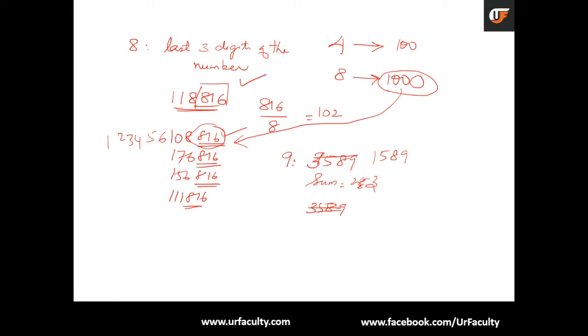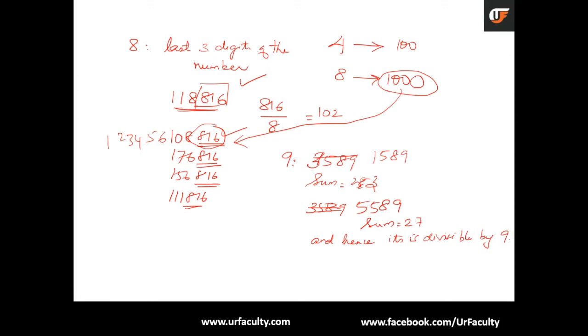Now let's take another example. We know that 27 is the nearest multiple of 9, so we are short by 4, so we just need to make it 5589. When we make it 5589, 5 plus 5 is 10, 10 plus 8 is 18, 18 plus 9 is 27. So the sum is equal to 27, and hence this number is divisible by 9. Isn't it simple?